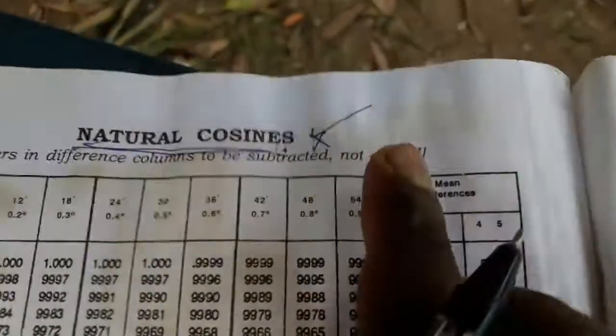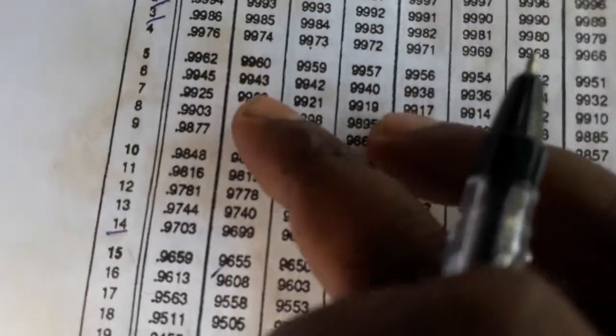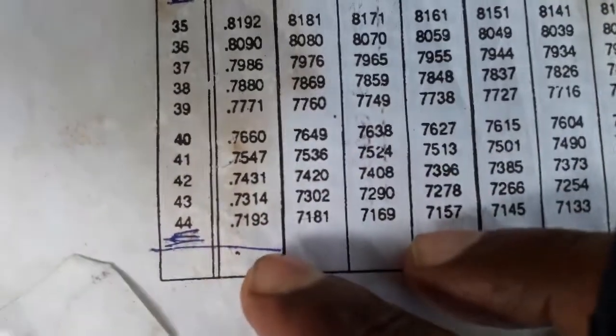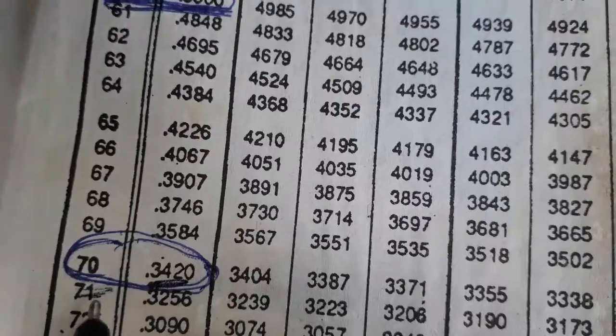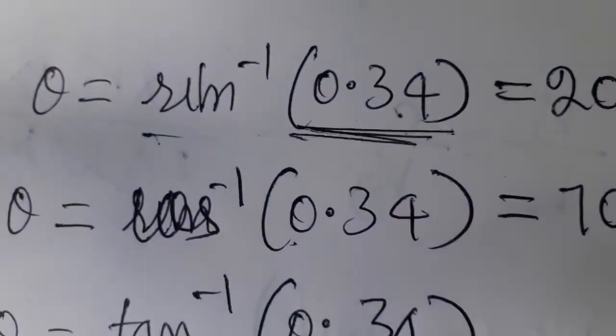I have taken the cos table. 0.34 is not there here, because from 0, 1, 2, 3, 40 till 45 degrees it is not there. Again, I am just continuing with this column. See here, 0.34 is representing 70 degrees. So I got cos as 70 degrees.